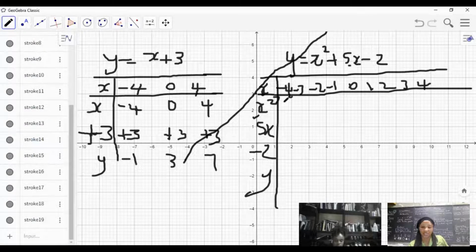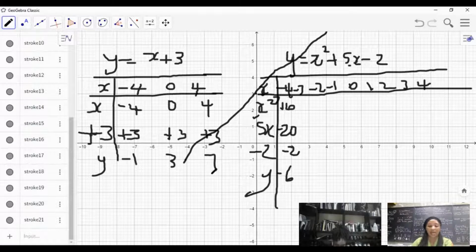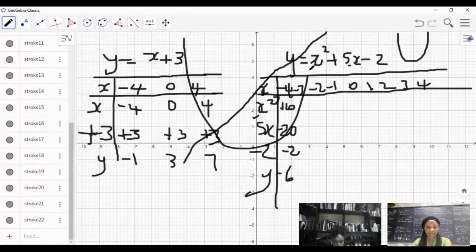So -4 squared is 16. 5 times -4 is -20, minus 2. So 16 minus 20 is -4, minus 2 is -6. So we would plot (-4, -6), and do that for each of these points. And the graph would be a parabola looking that way, since the x squared term is positive. So just for argument's sake, it would come something like that.